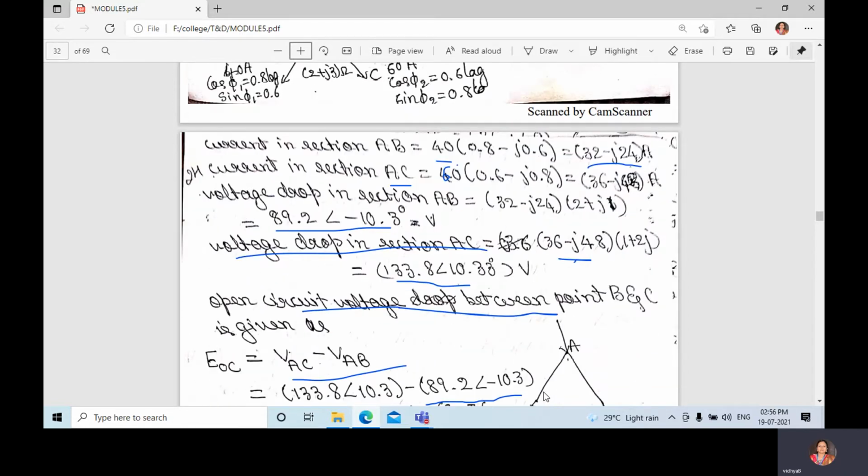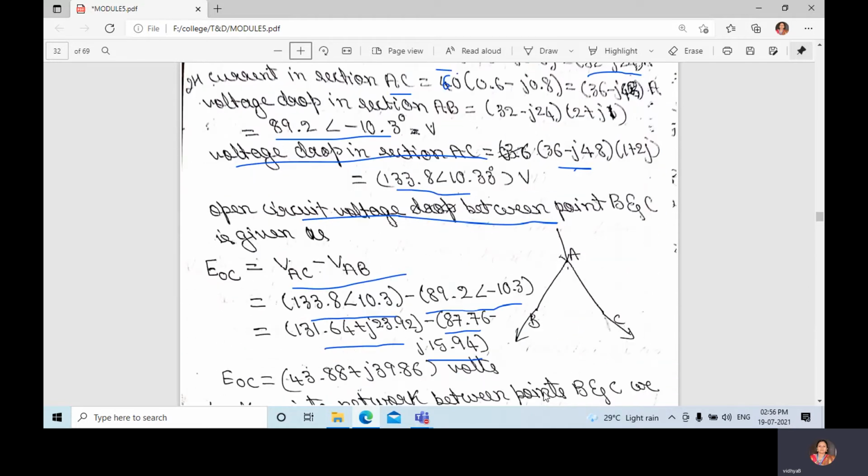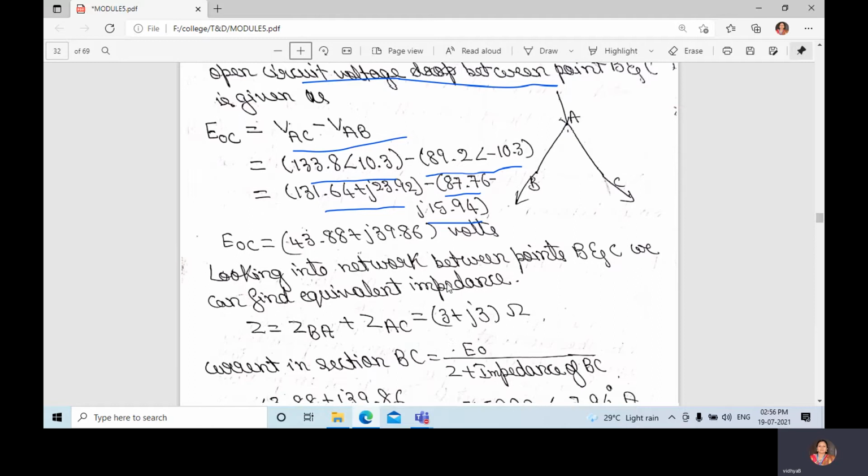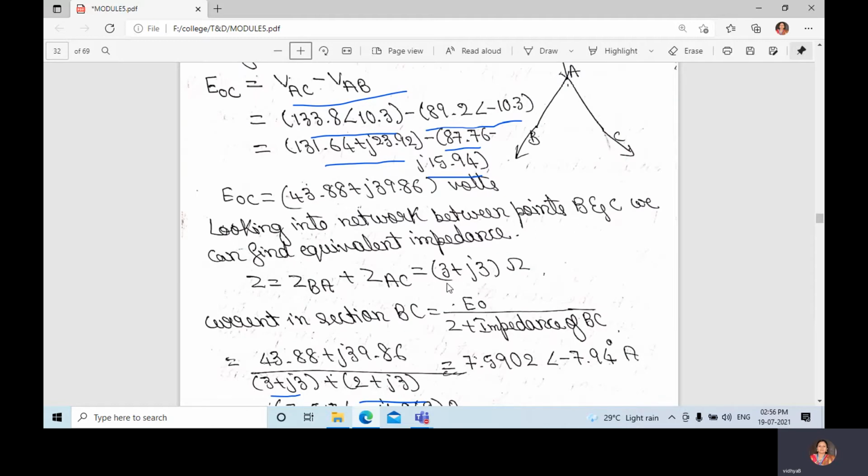And what about the open circuit voltage between points B and C? Call it VOC. If you open the circuit between B and C, what will you get? VAC minus VAB. If you solve that, you will get 43.88 plus j39.86 volts. Looking into the network between B and C, we can find an equivalent impedance, that is Z is equal to ZBA plus ZAC.